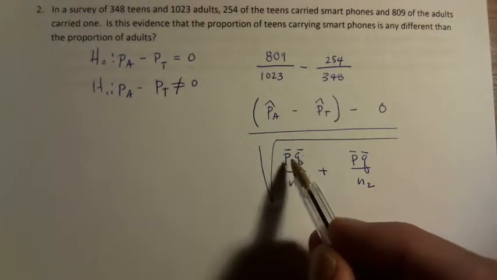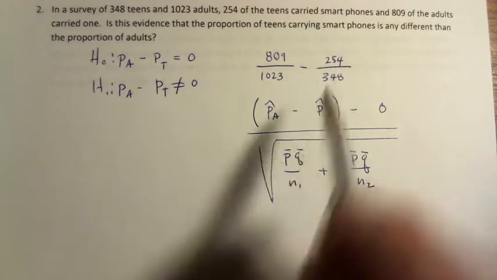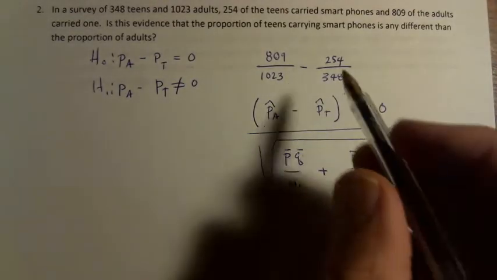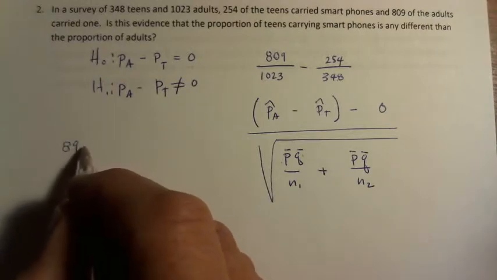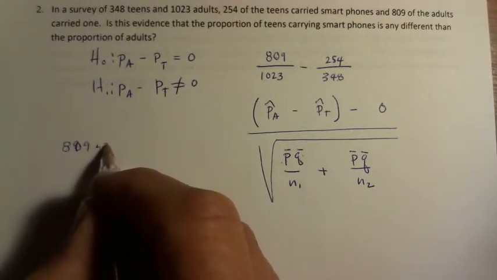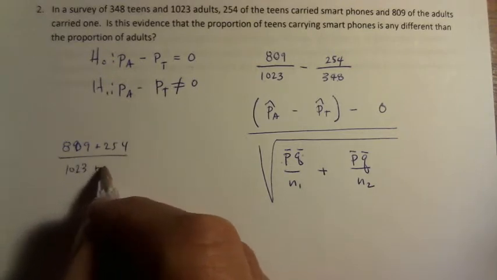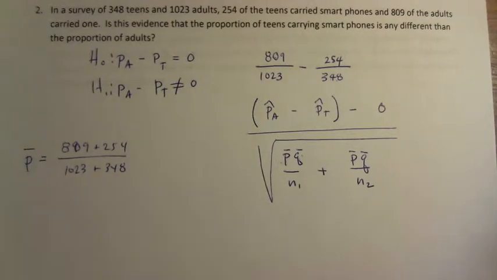The pooled p is going to be this plus this divided by this plus this. Does that make sense? That's the p for the entire sample. Assuming that the samples come from the same population, we can just pool these two together. So 809 plus 254 all over 1023 plus 348. That's going to be our p bar. That's the pooled estimate.